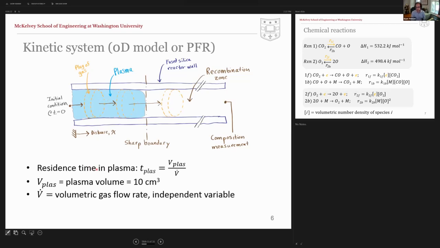And so the residence time in the plasma, again, there's two zones. There's a plasma zone, which approaches one stationary state, and then there's a recombination zone, which has a different end state. And so we control the residence time in the plasma. We can calculate that just by the volume of the plasma divided by the volumetric flow rate. And we can control the volumetric flow rate of the gas while keeping the composition constant. So that's treated as an independent variable. So we have control over the residence time in the plasma, and we can measure composition downstream after recombination has occurred.